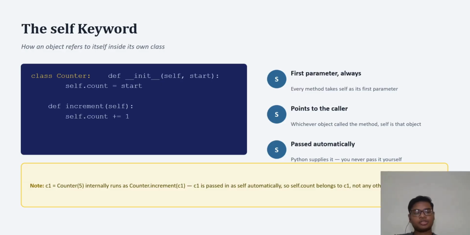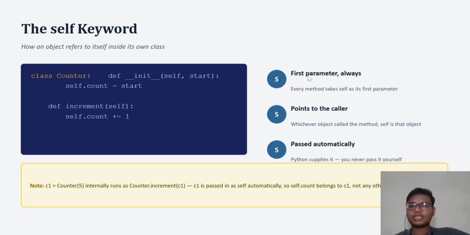What does it mean? When we create a class, that's class Counter. After that, def __init__(self, start), self.count = start, done. Then def increment(self): self.count += 1. What does it mean? Let's talk.